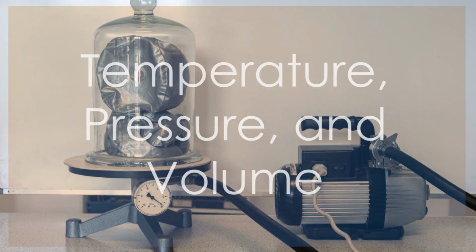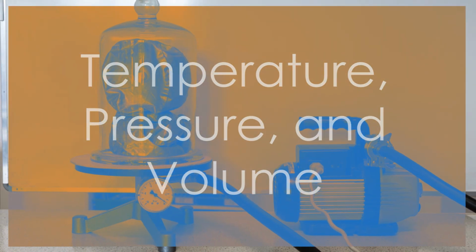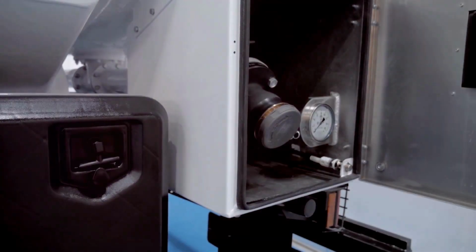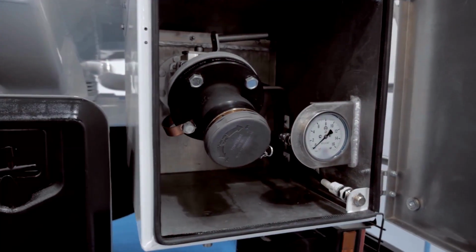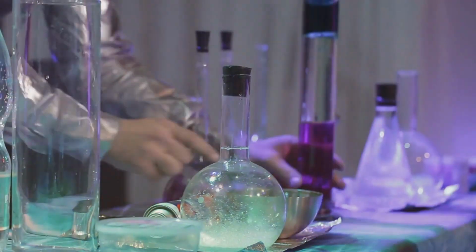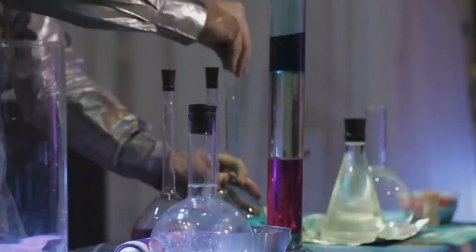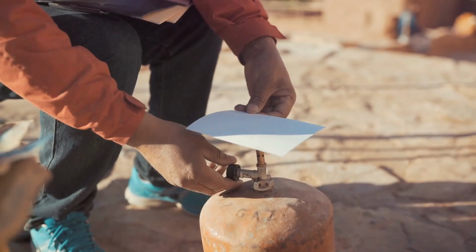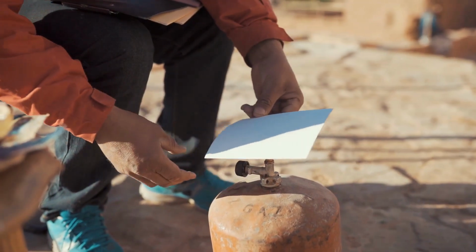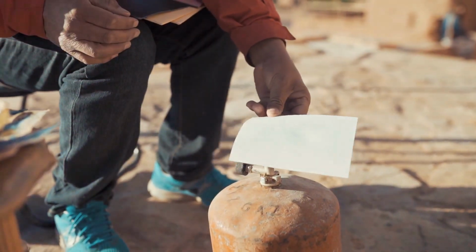Harmonic triad: temperature, pressure, and volume. Let's delve into their interrelationships. Temperature and pressure, as described by the ideal gas law. For a given amount of gas and a constant volume, the pressure of a gas is directly proportional to its temperature. This implies that as the temperature of the gas increases, its pressure also increases, assuming the volume remains unchanged.